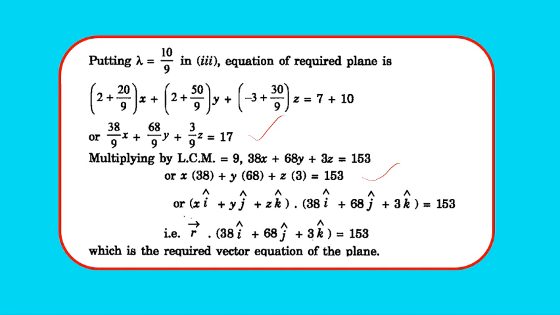And if we have to convert this into vector form, we can write (xi + yj + zk) dot (38i + 68j + 3k) = 153, and xi + yj + zk is r. So we get the final equation as r dot (38i + 68j + 3k) = 153, which is the required vector equation of the given plane. Clear? So pause and note down the solution.